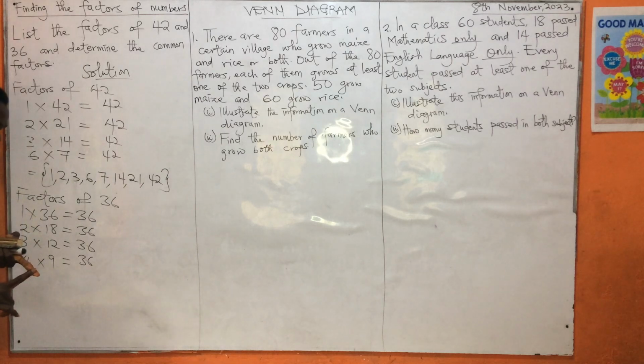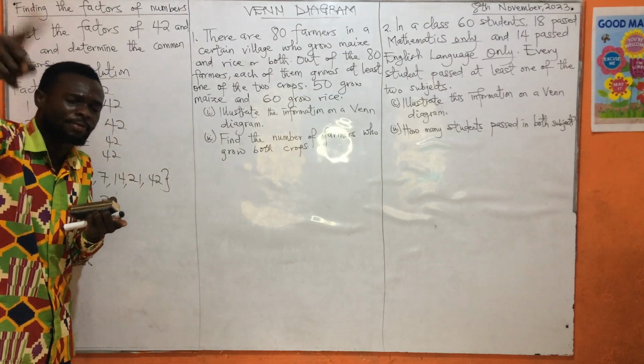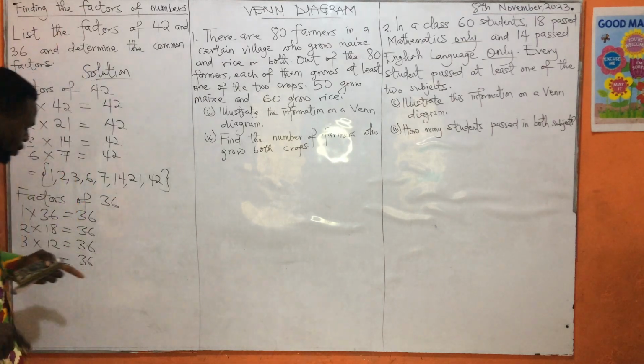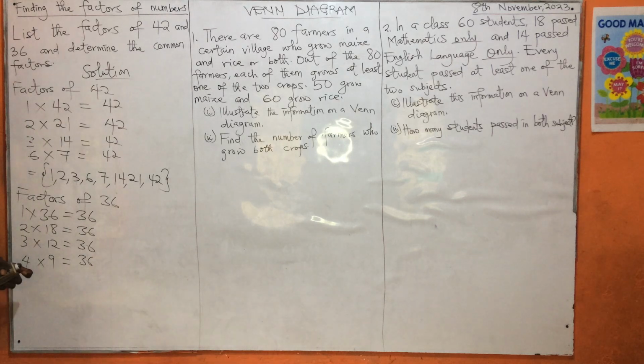So let's see, is there any number times 5 that gives 36? 5 times 1 is 5. 5 times 5 is 25. 5 times 6 is 30. 5 times 7 is 35. So it means 5 is not a factor of 36. Then we go to 6.